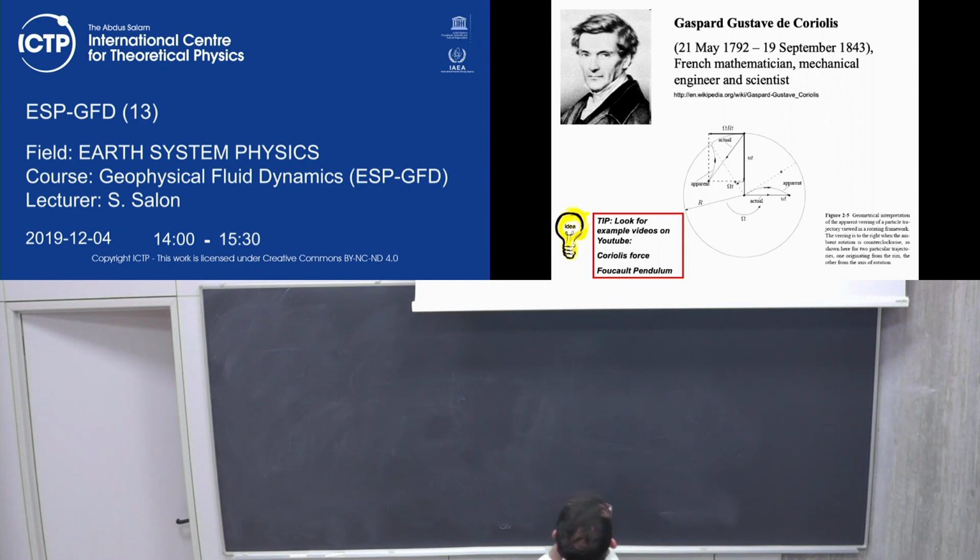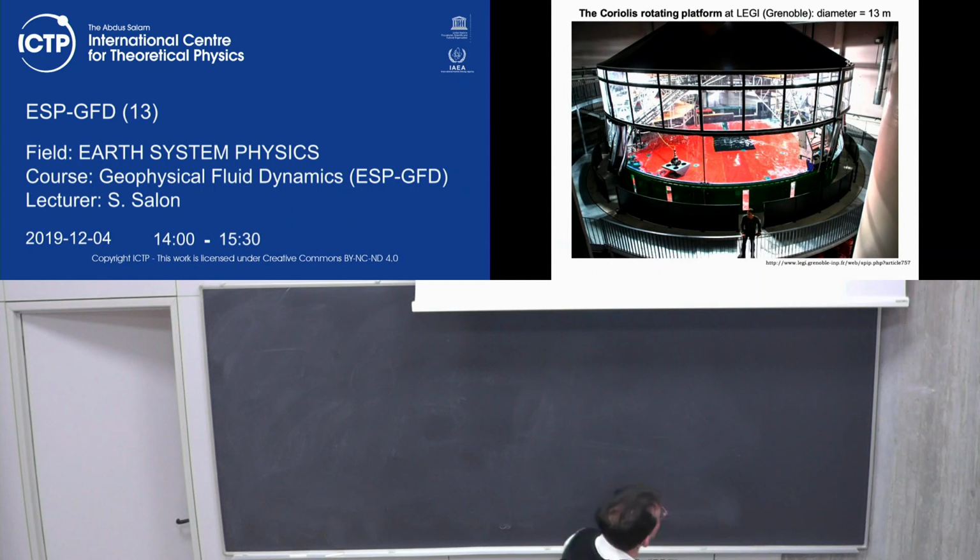Okay, so we are going to define, this is the model that we saw last time about the Coriolis force. That one is Coriolis or Corioli. And just to finish, this is the Coriolis rotating platform, which is a very interesting infrastructure in Grenoble in France. So it's about 13 meters of diameter.